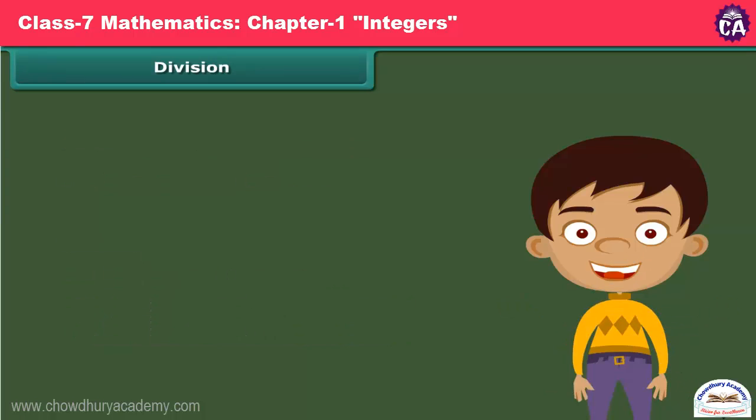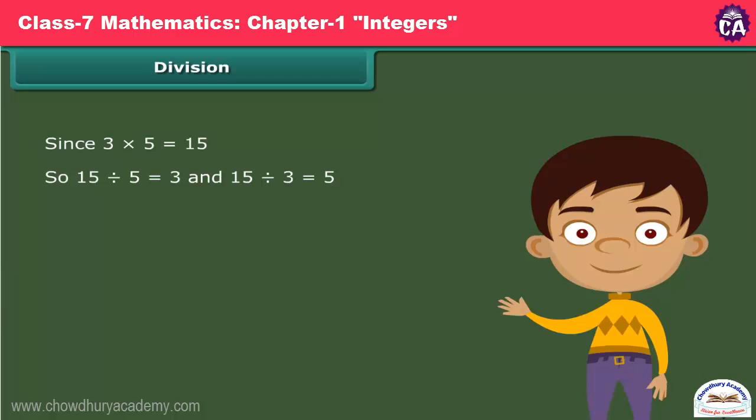We know that division is the inverse operation of multiplication. Since 3 into 5 is equal to 15, 15 divided by 5 is equal to 3, and 15 divided by 3 is equal to 5. When we divide a negative integer by a positive integer, we divide them as whole numbers and then put a minus sign before the quotient. Thus, we get a negative integer.